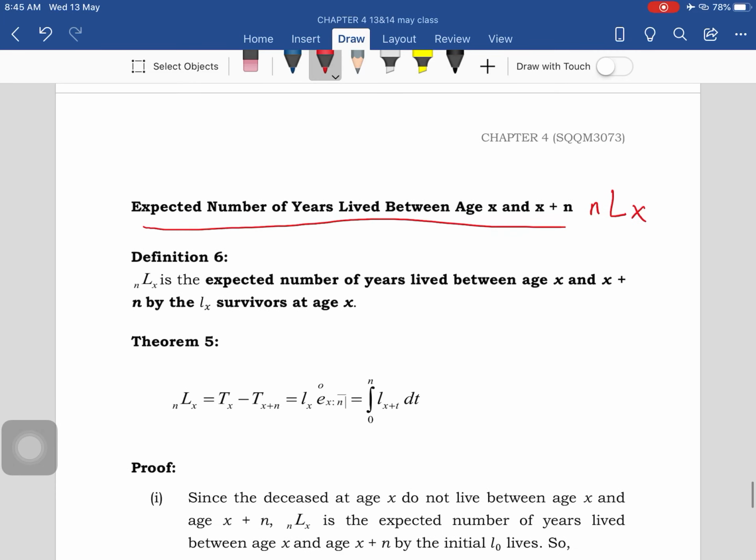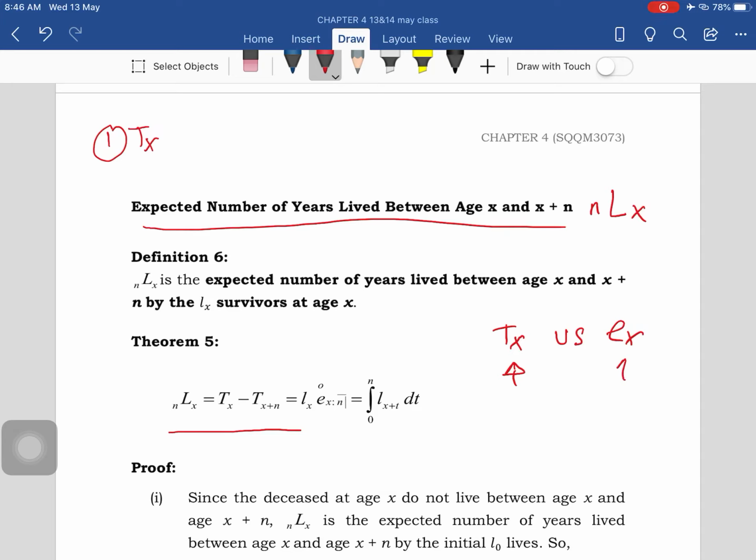So last class we found Tx, the new notation. So the second one is nLx. So actually nLx is also from Tx. So nLx is Tx minus Tx plus n. So if you still remember Tx versus ex, the difference. So Tx, expected future lifetime for lx group of survivors.